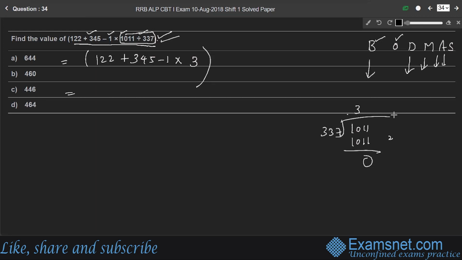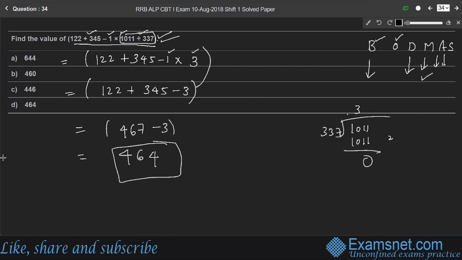After the division, here comes the multiplication part. Therefore, you should go for minus 1 into plus 3. So 122 plus 345 minus 1 into 3 is minus 3. Now comes addition. So 122 plus 345: 5 plus 2, 7, 4 plus 2, 6, 3 plus 1, 4. 467 minus 3 is equal to 464. 464 is the final answer. Option D.